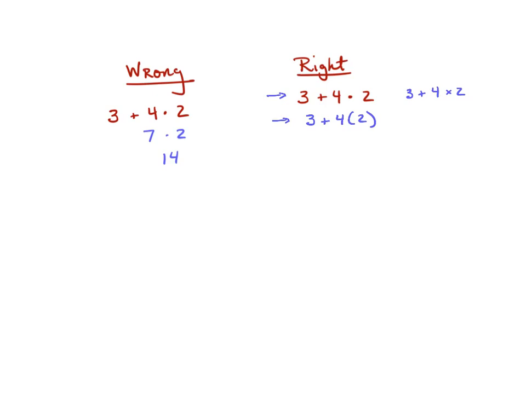So let's now go ahead and apply order of operations and solve it the correct way. We'll cross out this wrong method where they added first. You multiply first. 4 times 2 is 8, and 3 plus 8 is 11. Again, notice this nice inverted triangle that we get there, going from the more complicated expression down to the simplest answer for it.